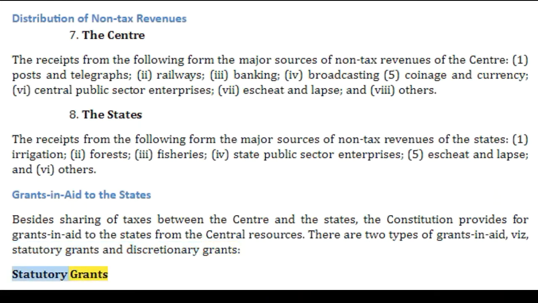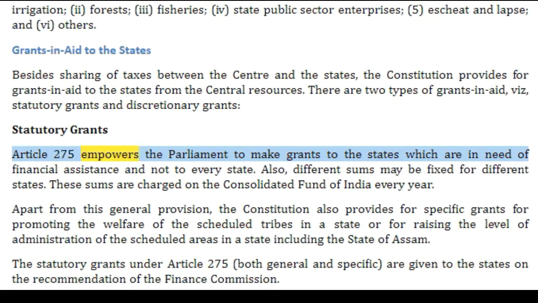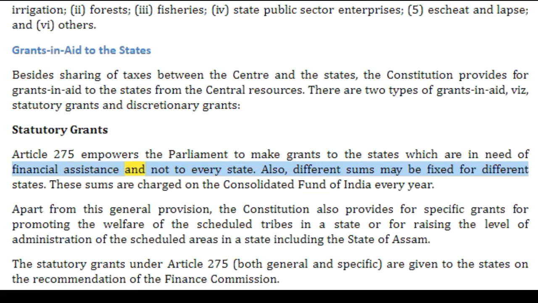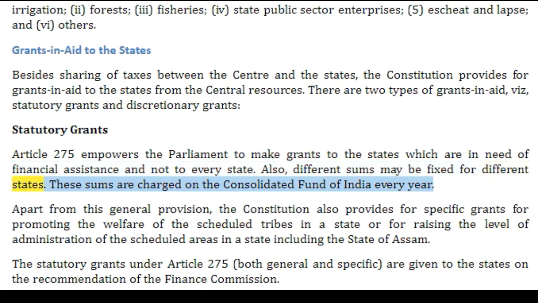Statutory grants. Article 275 empowers the Parliament to make grants to the states which are in need of financial assistance and not to every state. Also, different sums may be fixed for different states. These sums are charged on the Consolidated Fund of India every year.